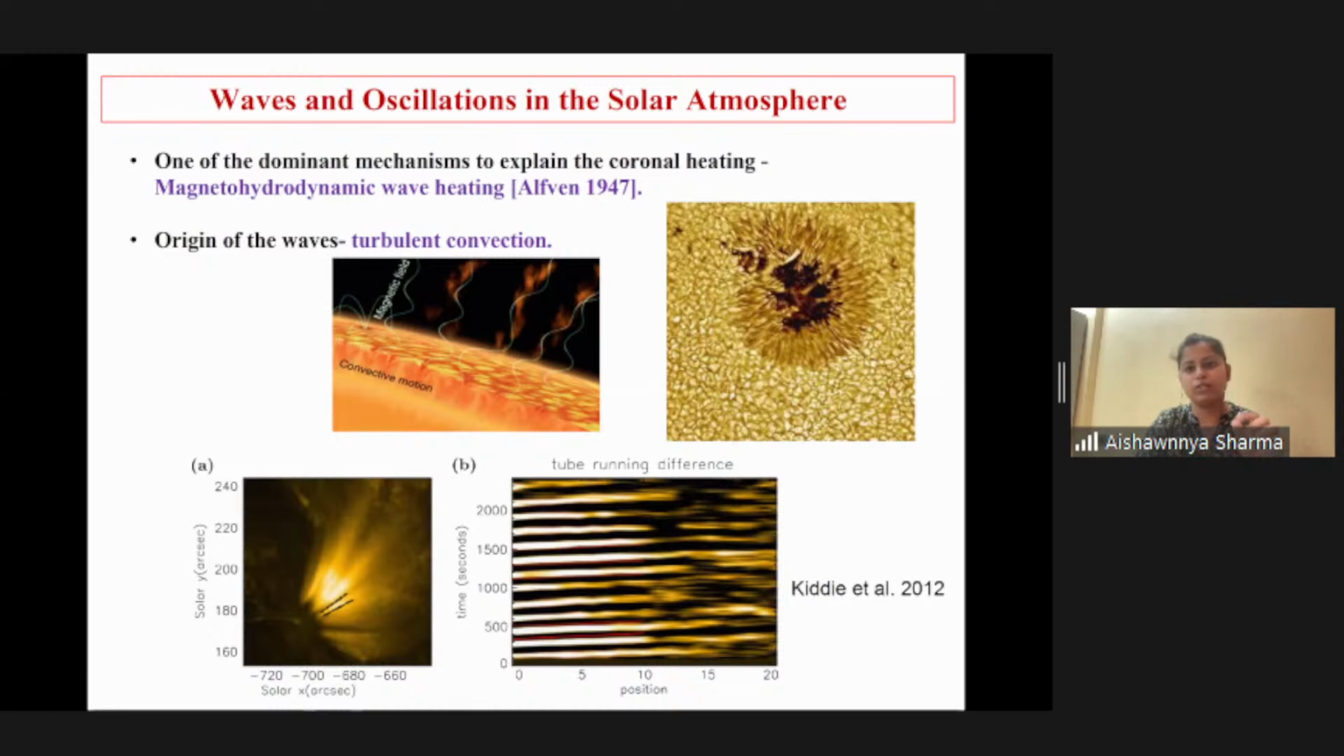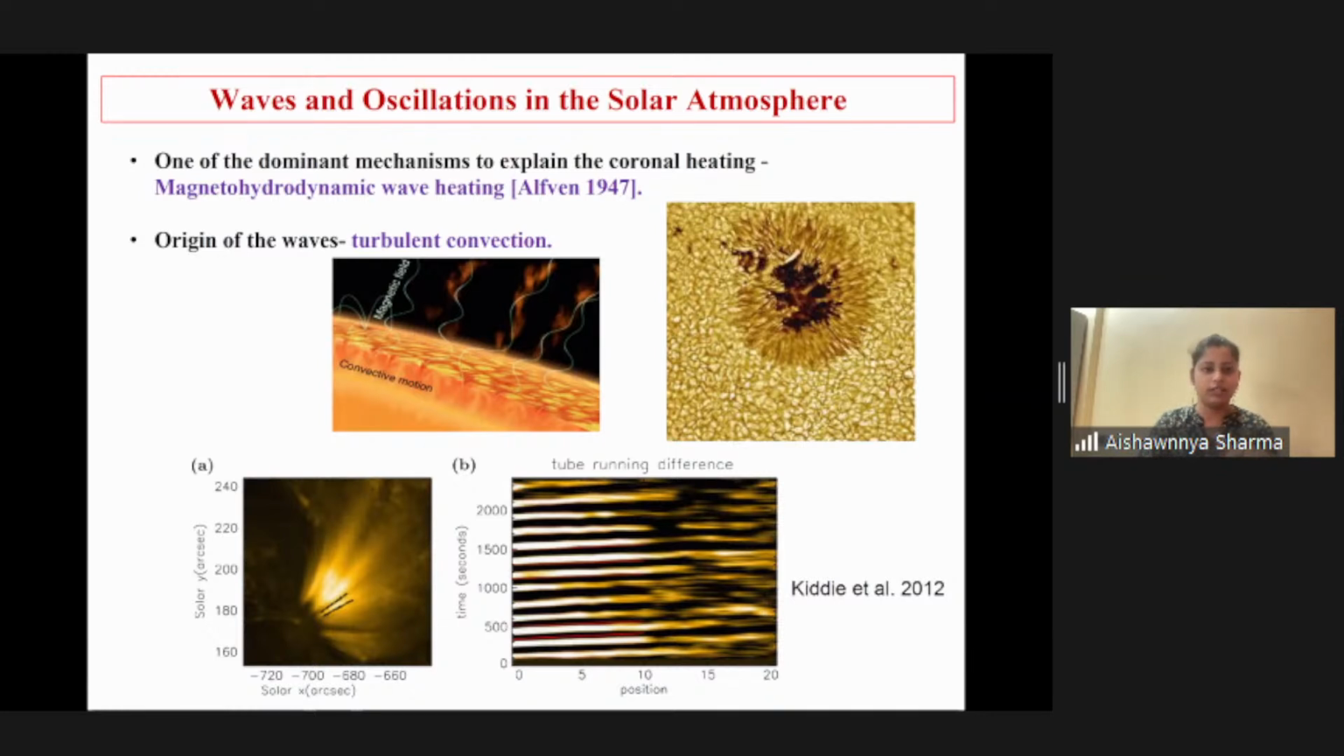And these bubbles are not steady. They are in constant motion all the time. These granules are also in convective motion, and again it gives rise to different wave modes. So this is in the photosphere.